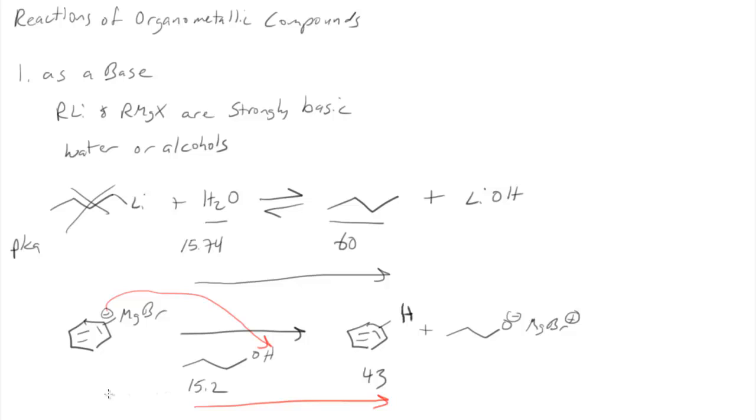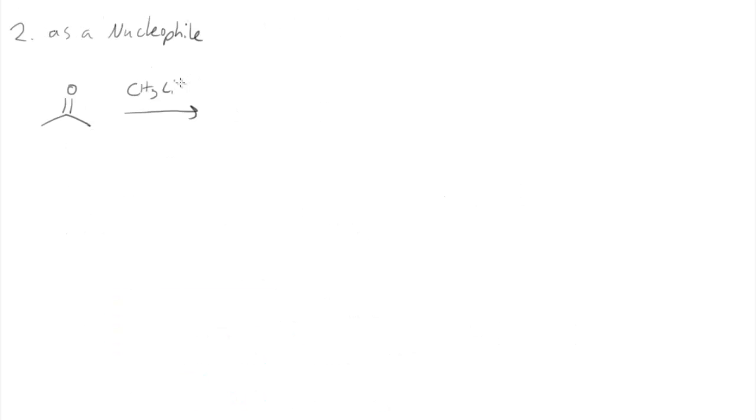So that's the first thing to realize, is that anytime we're going to do a reaction with organometallic compounds, we have to very carefully control to keep water and alcohols out of the reaction mixture. What reactions do we want our organometallics to do then?